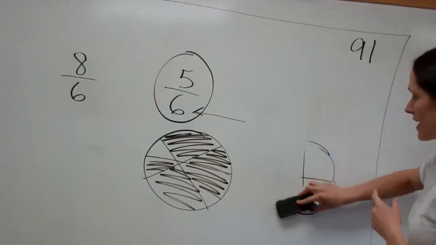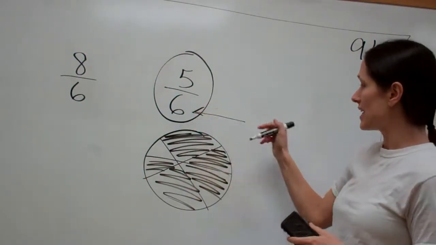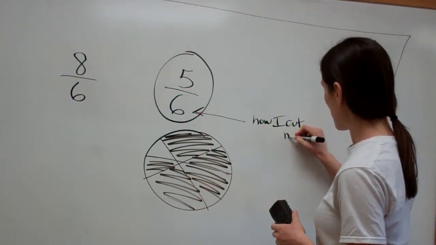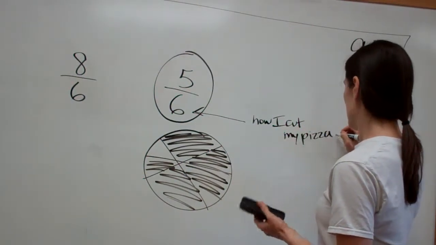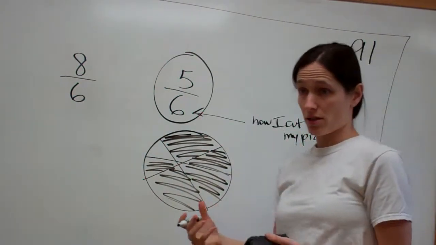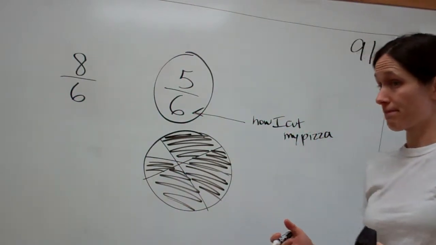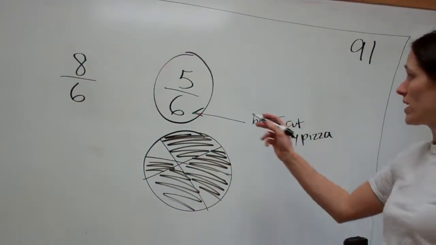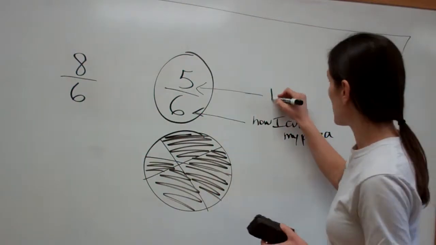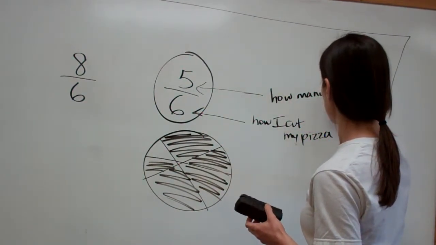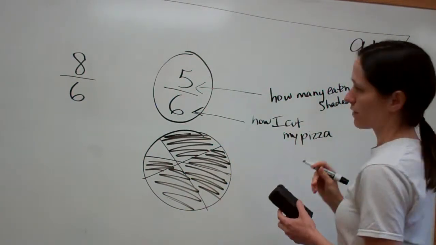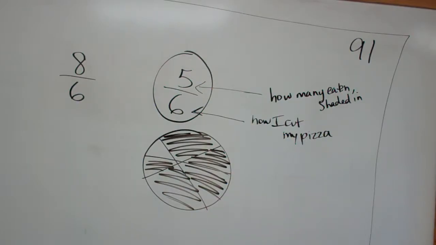Okay, so what I want you to write down on your paper: this indicates how I cut my pizza. You don't always have to use pizza as an example, but this is how you cut it up. Then, what does the 5 indicate? Yes, the shaded part. How many I shaded in, or ate. Okay, write that down. How many eaten or shaded in?